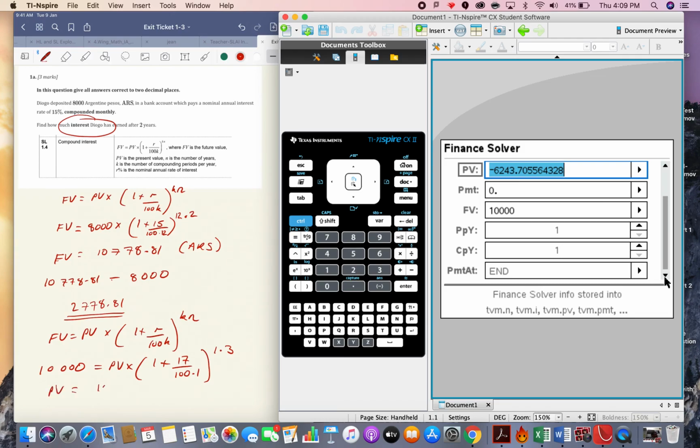Okay, so you could either solve that or just rearrange, because PV would be the 10,000 divided by whatever this number is here. Okay, so you could put this on your calculator. You'd get a particular answer, and then just divide it. So whatever that number is there, you divide it into 10,000, and you should get the same answer as the one we got before. Okay.